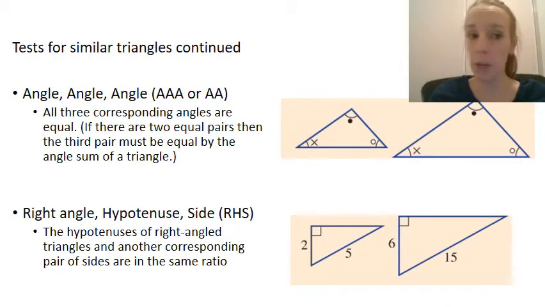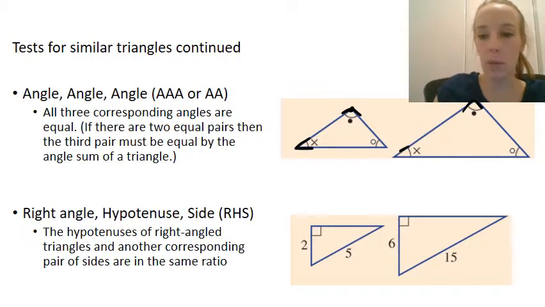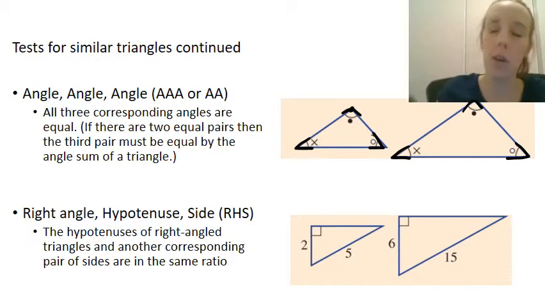Okay, so the other test we can use is angle, angle, angle, or just angle, angle. So all three corresponding angles are equal. So this angle here corresponds to this angle and it's equal. This angle corresponds to this angle and it's equal. And obviously then this one and this one must be equal as well. So you can just have two corresponding angles, and you can say that those triangles are similar, because if two corresponding angles are equal, obviously the third must be equal as well.